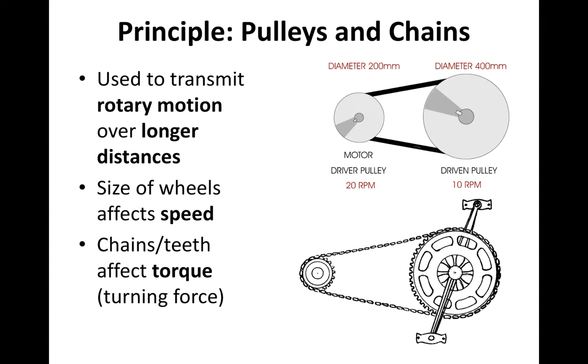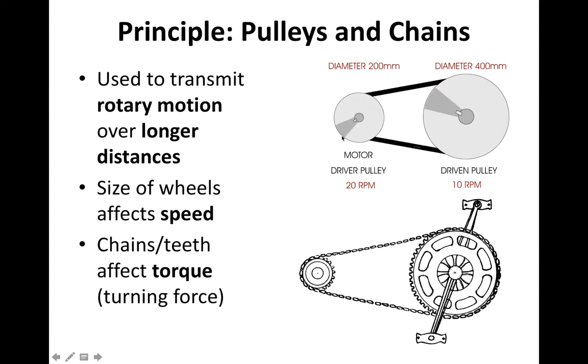You also need to be aware of pulleys and chains. Nothing too in-depth, but you should at least be able to remember that pulleys are used to transmit rotary motion. As one pulley moves round, another pulley moves round at a distance away from it, and it's connected together with a belt or perhaps a chain. In terms of the scientific principle, the size of the wheels affects the speed.